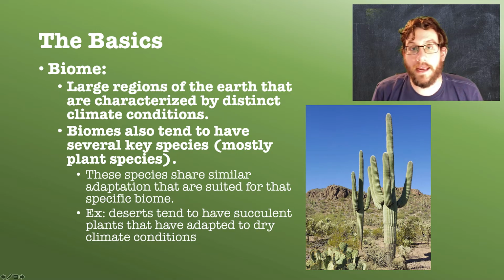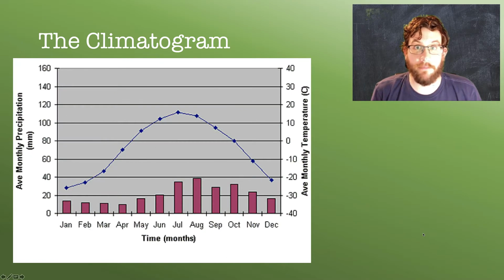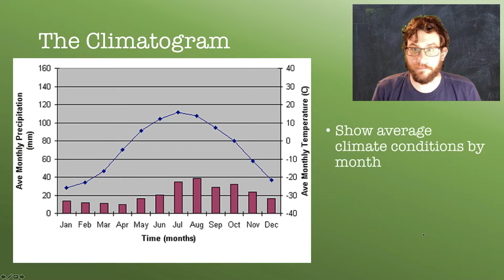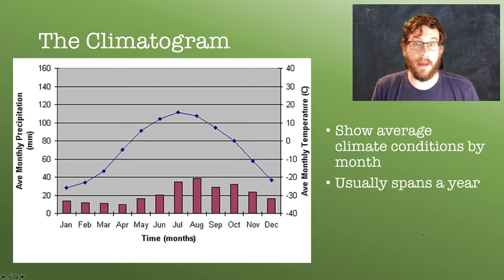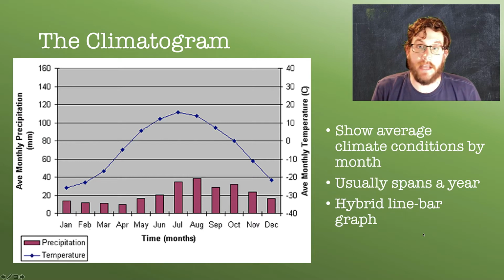Now, if we're looking at climates and precipitation and all these things for these different biomes, we have to become familiar with something called a climatogram. A climatogram is simply a hybrid graph of a line and a bar graph that shows us climate conditions over a set period of time. This is usually month by month over an entire calendar year, starting in January, ending in December. That's what goes on the x-axis. Like I said, it's a hybrid bar and line graph. That means you have precipitation always represented by bars for each month, and the line represents temperature changes over the course of that year, month to month as well.